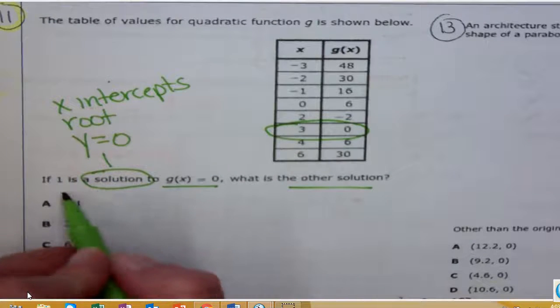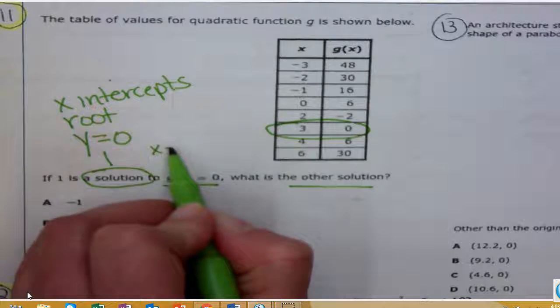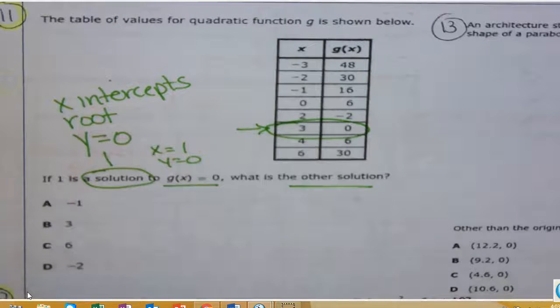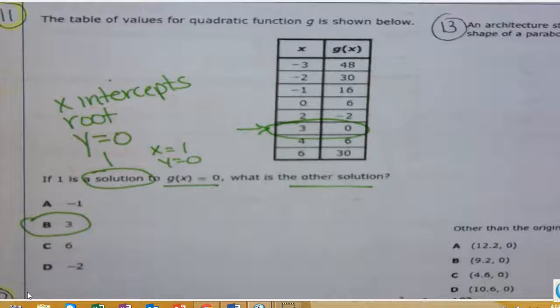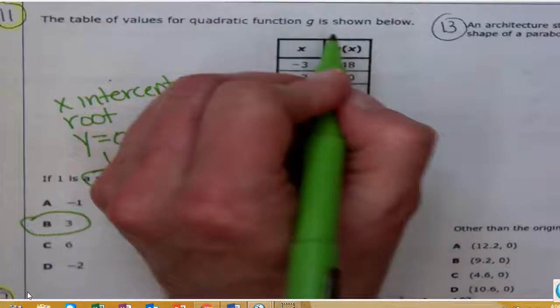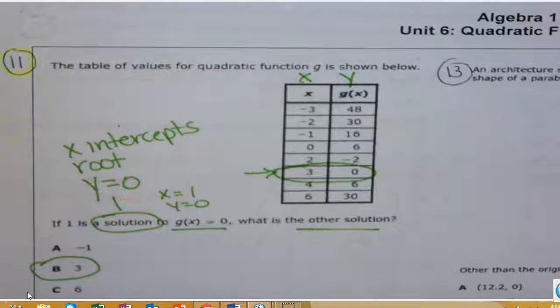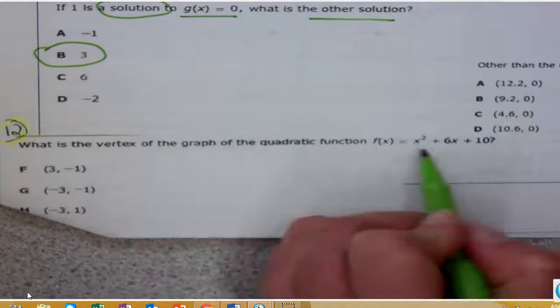They're telling us that when x is 1, y is 0. And right here is the other one. So the solution is 3. Where is y equals 0? This is your x, this is your y. Okay? Moving on. What is the vertex of this graph?